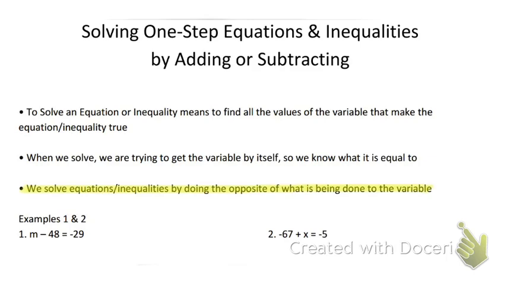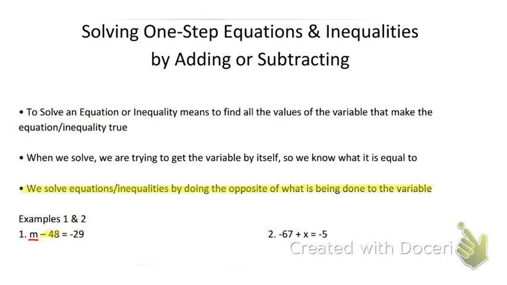So first thing I'm going to ask you in example number 1 is, where is your variable? You'll say right there's my variable, it's m. My variable is m, and I would then ask you what is being done to your variable, and hopefully you would be able to tell me that it is being subtracted by 48. You are taking 48 away from m. m minus 48.